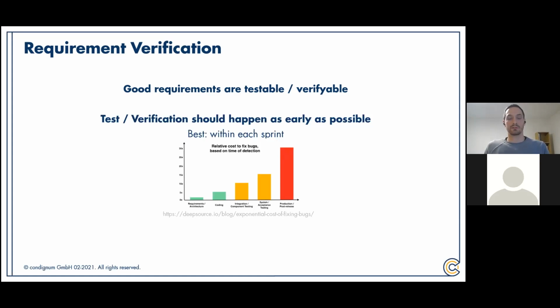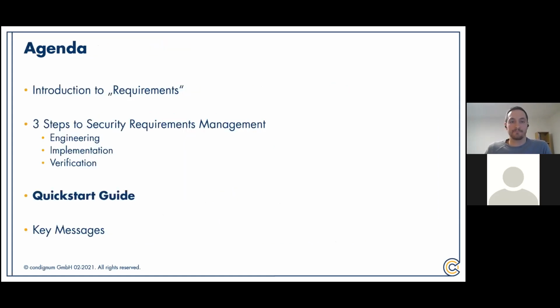Because remember what we said in the beginning: the later you deal with security problems or security concerns, the more expensive it's going to get. So if you directly evaluate after each sprint, it will be pretty easy to fix bugs. And also very important is to update your requirements based on your previous verification results. So always try to learn from what you already did. Good.